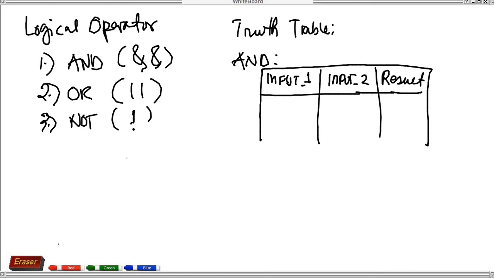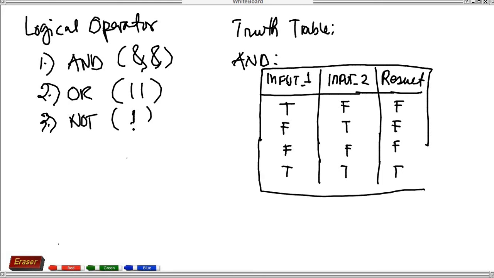So say for example you're using true and false. If the first input is true and the second input is, let us say, false, therefore the result is false. If the first input is false and the second input is true, the result is false. If both are false, the result is false. If the first input is true and the second input is true, then the result is true. So that is now the truth table of the AND gate.